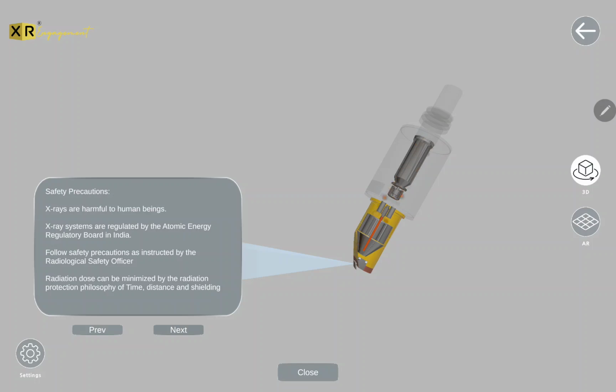X-rays are harmful to human beings. X-ray systems are regulated by the Atomic Energy Regulatory Board in India. Follow safety precautions as instructed by the Radiological Safety Officer. Radiation dose can be minimized by the radiation protection philosophy of time, distance, and shielding.